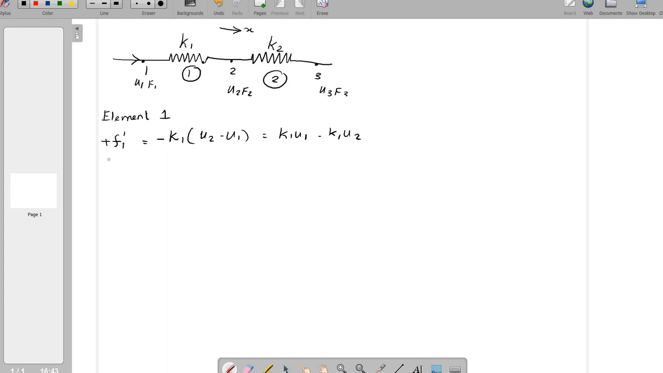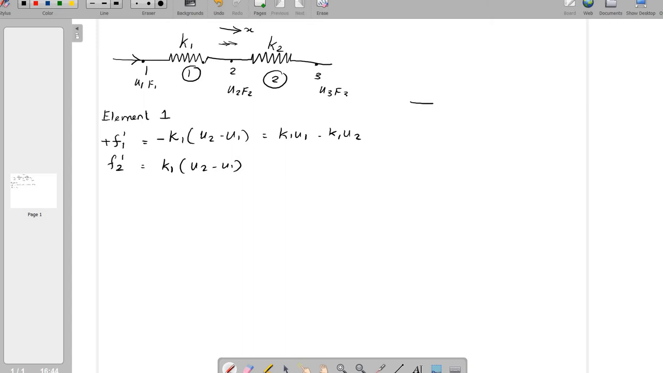So next one, F suffix 2 superscript 1, that is the force at node 2 for the element number 1. It is K1. This force is transferred from here to here, so it is considered at node 2 as a tensile force. So K1 times U2 minus U1.